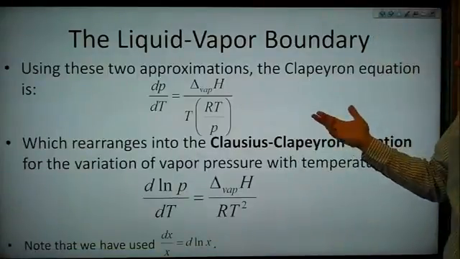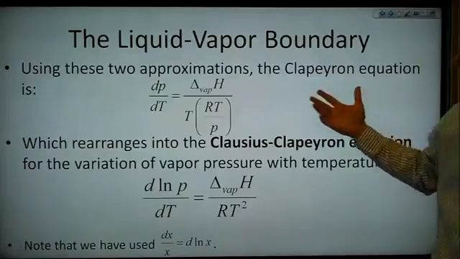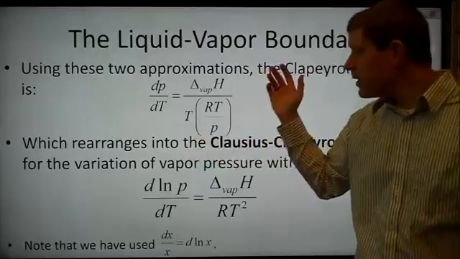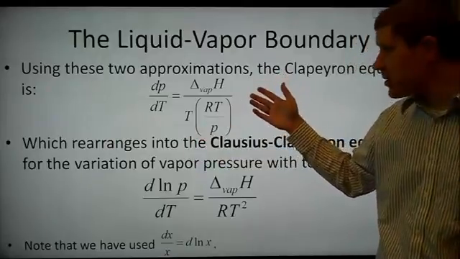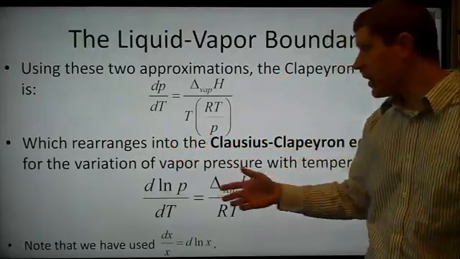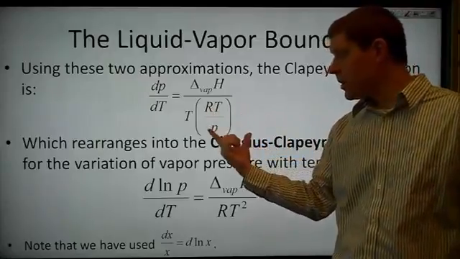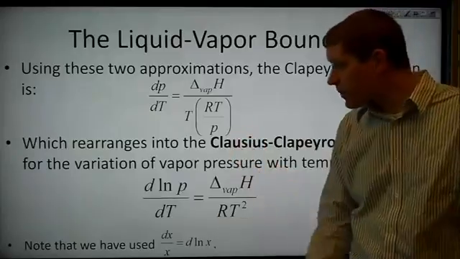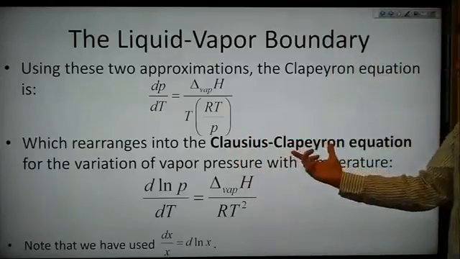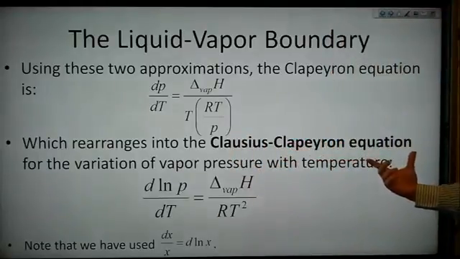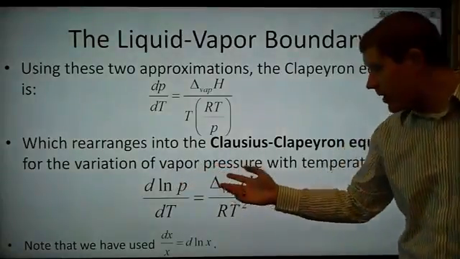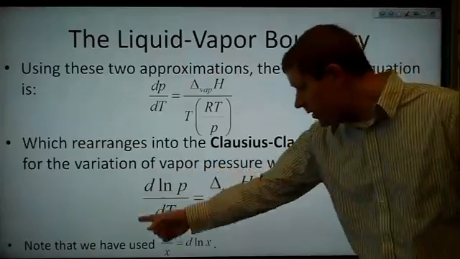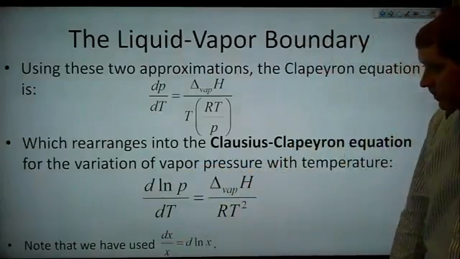So using these two approximations, the Clapeyron equation becomes this equation. dP/dT is equal to the enthalpy of vaporization divided by the temperature times the quantity RT over P, where R is the gas constant, T the temperature, and P the pressure. This rearranges into what we call the Clausius-Clapeyron equation for the variation of the vapor pressure with temperature. So now we get the Clausius-Clapeyron equation.